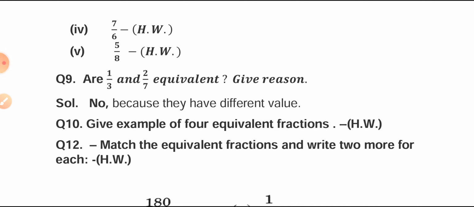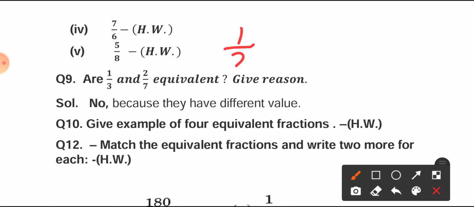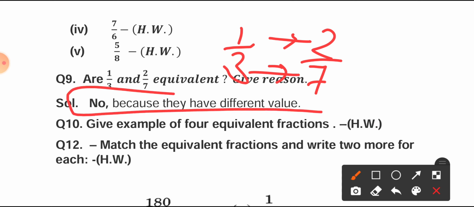Then see the next one, the 9th one: are 1 by 3 and 2 by 7 equivalent, and you have to give the reason whether they are equivalent or not. So the answer is no. Why are they not equal? Because they have different values. As you can see, 1 by 3 and 2 by 7, their numerators are different, denominators are also different. It means they are not equal. So we can say that they are not equivalent because they have different values.